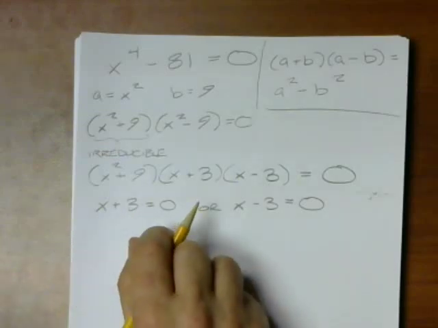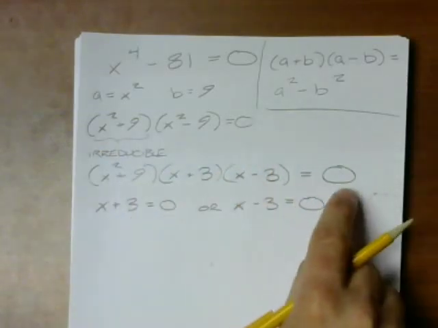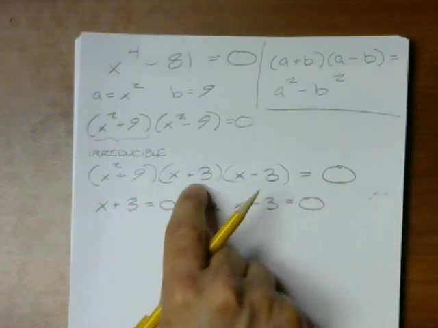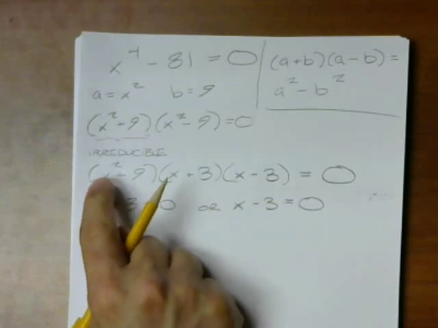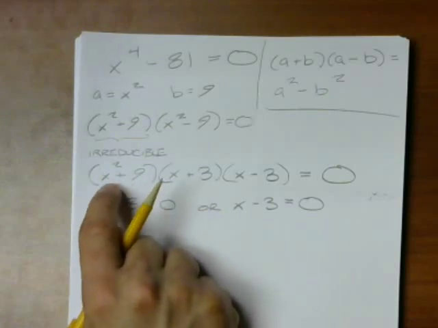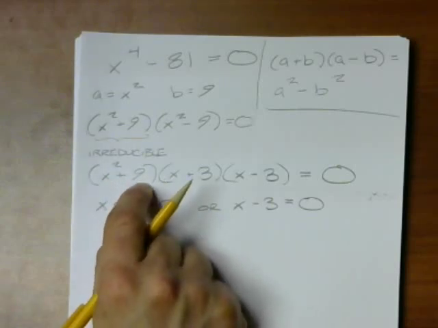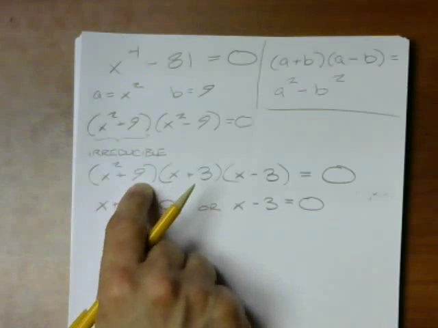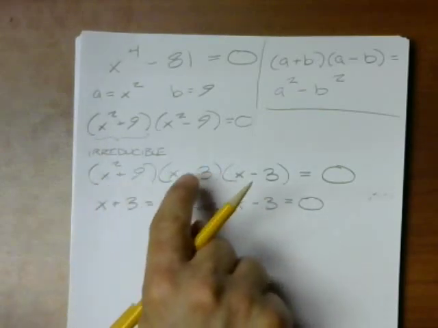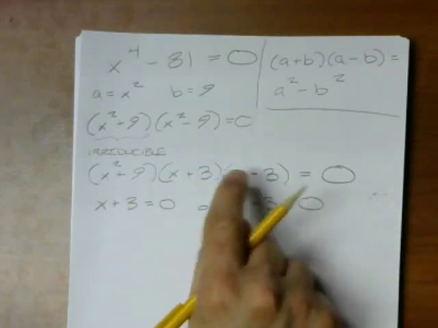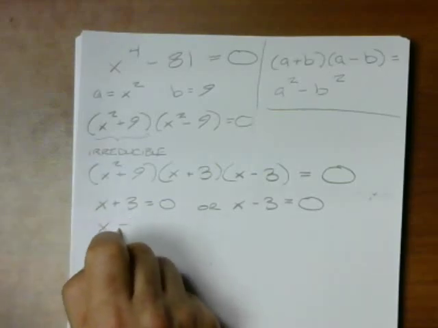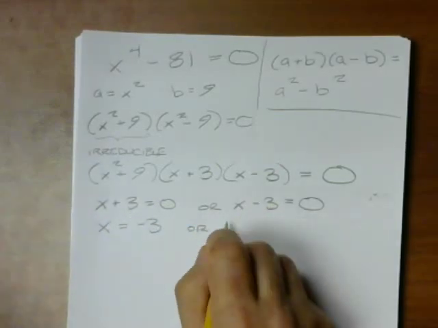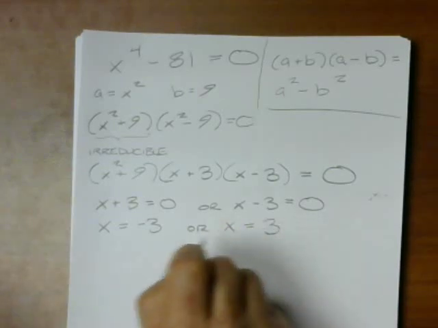I'll go over that one more time. This is a product of things that's equal to 0. The only way this can be 0 is if one of these pieces is 0. This piece is never 0. No matter what I put in, if I put in a positive or a negative, I'm going to get a positive. If I put in 0, I'm going to get 9, which is also a positive. So this can't be 0. So when is this 0? When one of these pieces is 0. So that's why I wrote that. When is this 0? When x is negative 3. When is this 0? When x is equal to 3.